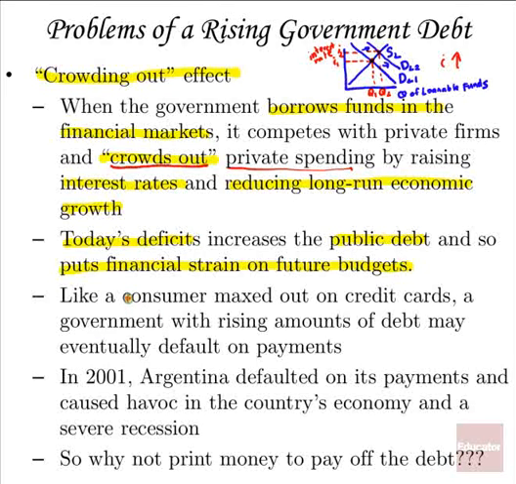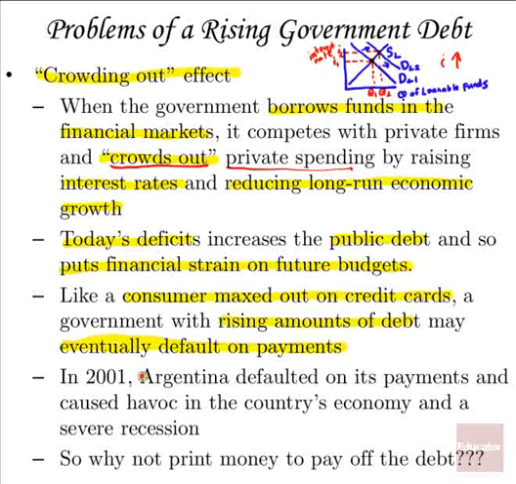So like a consumer maxed out on credit cards, a government with rising amounts of debt may eventually default on payments. So if the debt gets too out of control, it's theoretically possible for the United States to default on payments. Now, that has not happened as of the date of this filming. The U.S. has 100% paid back any debt it's issued, and therefore it's maintained a very good credit rating. Now, what would happen if the United States defaulted on its loans? Interest rates would go up, and there might be problems, right?